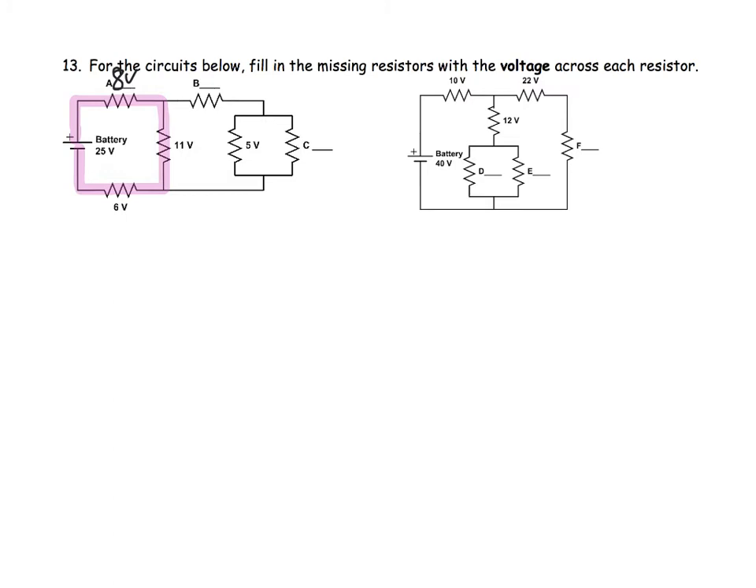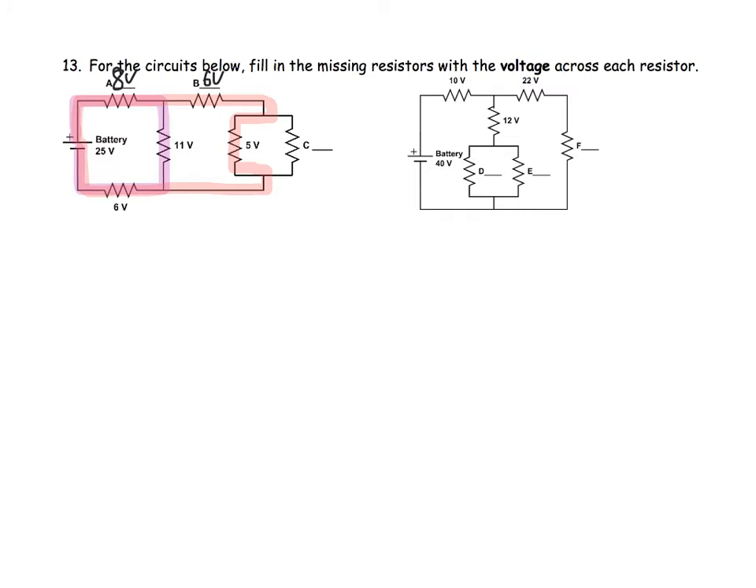I'm going to take another loop then, so I'm going to take this middle loop here and go through B, through that 5 volt one, and through the 6 volt one. And so once again, we have 8 volts, we have 5 volts, that's 13, and 6 is 19, which means B here must have been 6 volts.